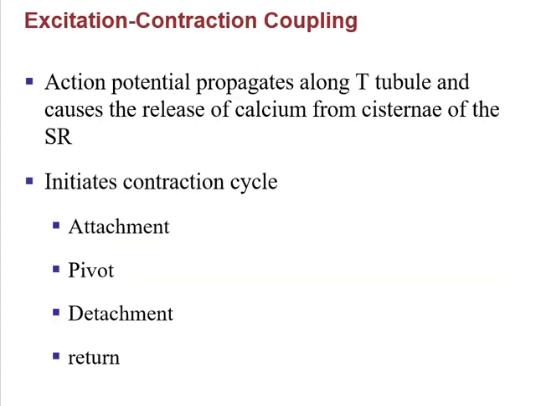Alright, so that's a review of part 1 and part 2, and an in-depth review of the neuromuscular junction, which is step 1 of skeletal muscle contraction. Next, we're going to move on and look at excitation-contraction coupling, which is step 2 for skeletal muscle contraction.